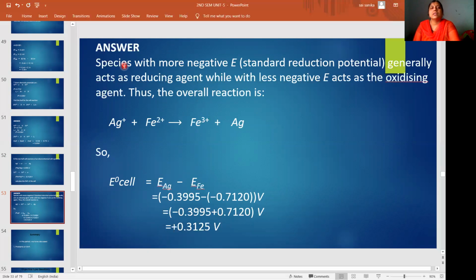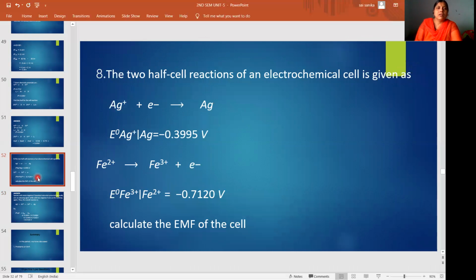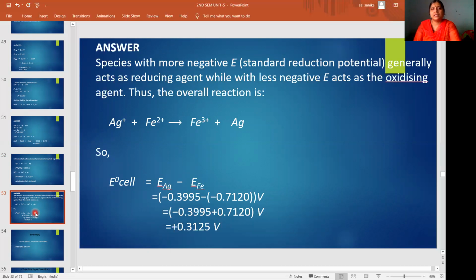So E cell is E silver minus E iron. Here values are given now. 0.3995 minus of minus 0.7120. So here minus into minus is plus. 0.3995 plus 0.7120. So here plus 0.3125 volts. So like this you have to calculate the EMF of the cell. So you can solve the problems.